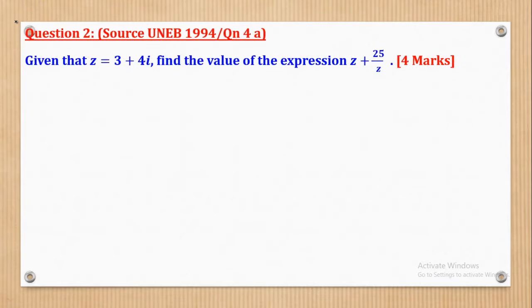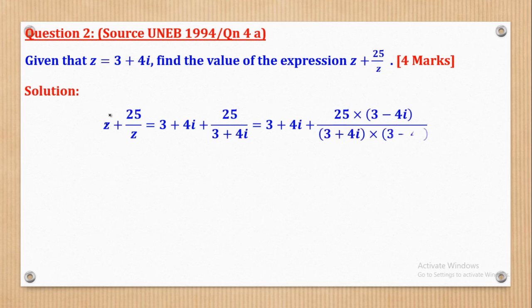That was question 1. Now question 2 came from UNEB 1994, paper 1, question 4a, and says, given that z is equal to 3 plus 4i, find the value of the expression z plus 25 over z. So you first write the given expression and then substitute for z. So where there is z, you put there 3 plus 4i.